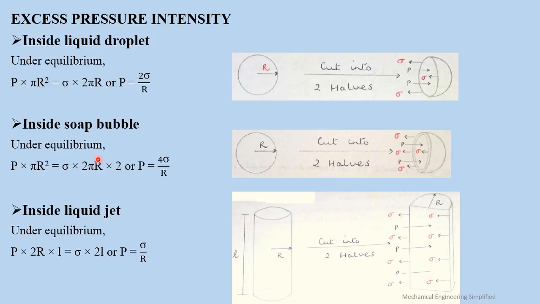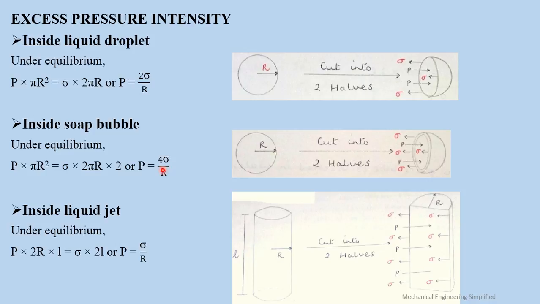The change in r is neglected here because there will be one more surface inside which will have a radius a little bit less than r, but that is not taken into consideration. It is of very negligible thickness, so that is neglected, and we will write it in this simple form, and we will get P is equal to 4 sigma by r.